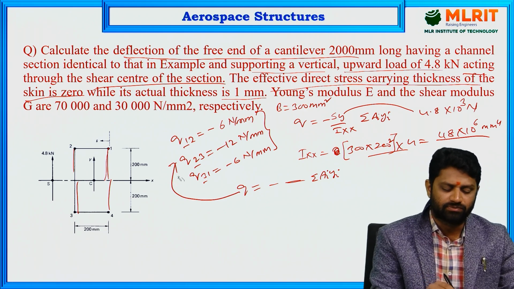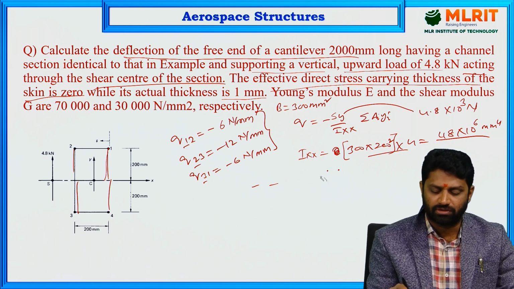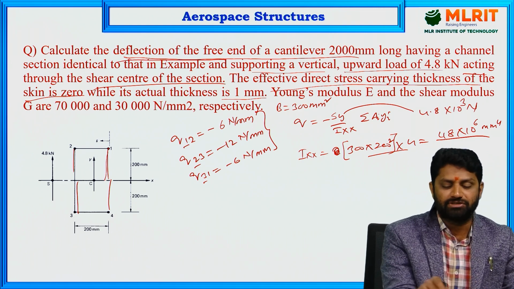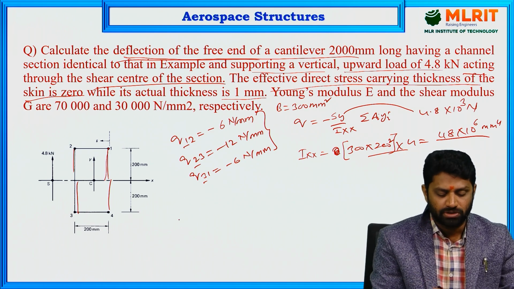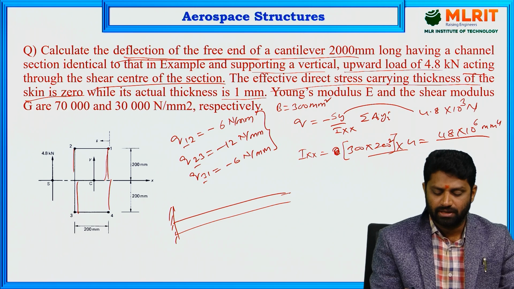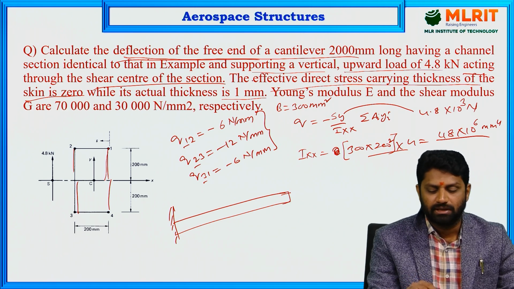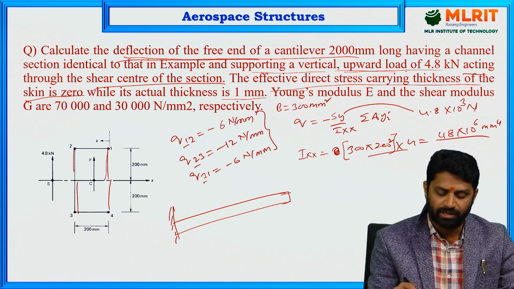So this is what we did in the previous class. Now here he asks to calculate the deflection at the free end of the cantilever beam. So he considered a beam like this, and then he mentioned that it's supporting a vertical upward load of 4.8 kilonewton.